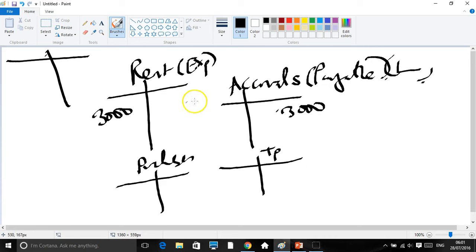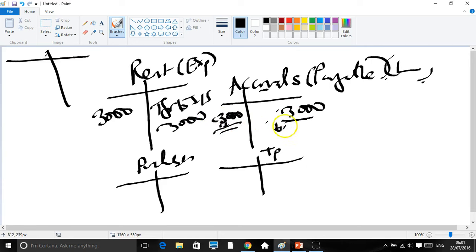And you can see, when we tie this up, the rent will transfer to the income statement as usual, 3,000, and close off. And this accruals account will go to the balance sheet, the statement of financial position. This is the balance carried down, and that's 3,000 brought down. And you will see this under your current liabilities in your statement of financial position.